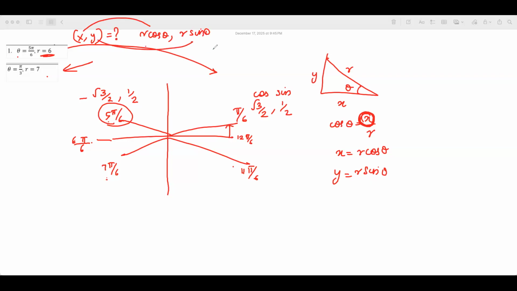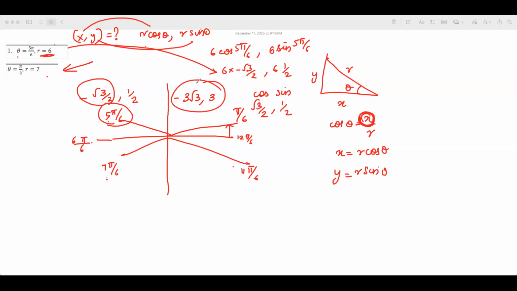So what is r cos theta? 6 cos 5 pi by 6. 6 sine 5 pi by 6. 6 cos 5 pi by 6 is this. 6 times minus root 3 by 2. Sine is 6 times 1 by 2. When you combine these two, it becomes minus 3 root 3 comma 3. Any questions?